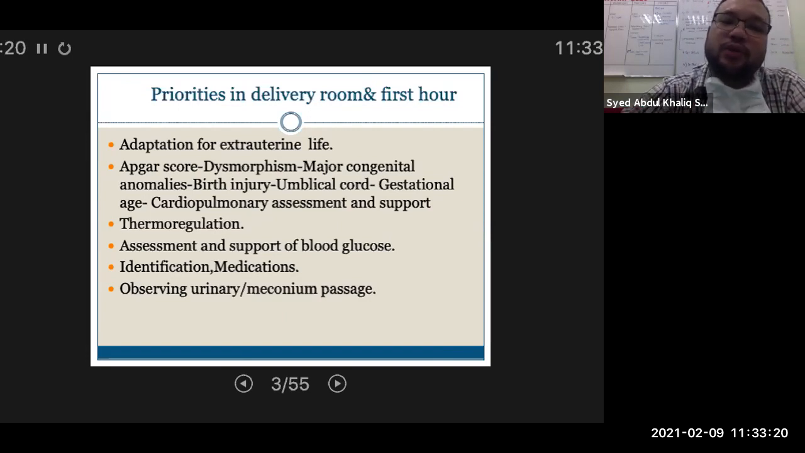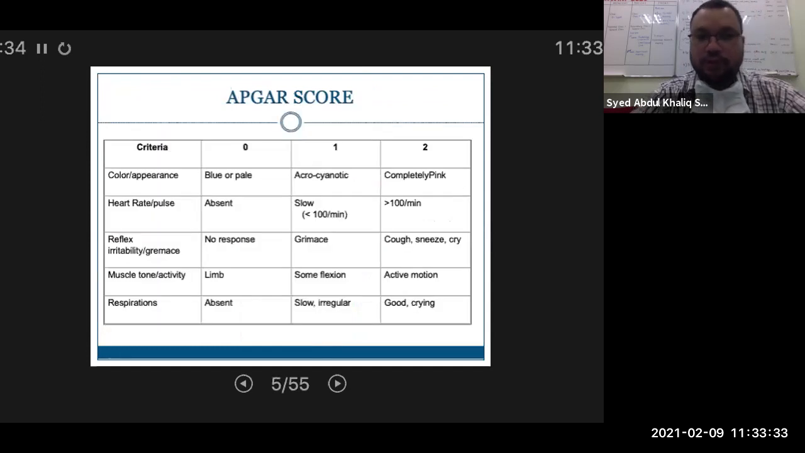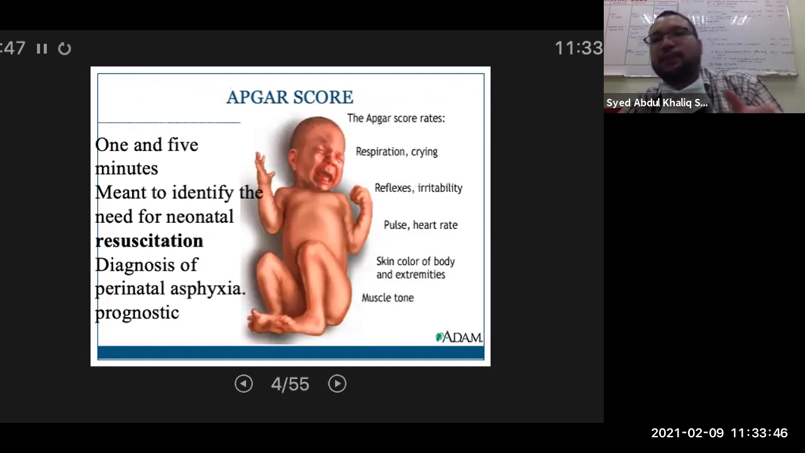That is why it is quite important for us to assess the meconium passage. So the APGAR score, basically we assess respiration, crying, reflexes, whether the child is irritable, heart rate, we assess skin color and muscle tone. We assess at several minutes, at 1 minute, at 5 minutes, at 10 minutes, and at least 1, 5, 10. That is the minimum. But sometimes we do need to assess up to 20 minutes. So 1, 5, 10, 15, 20, 25, and so on and so forth.